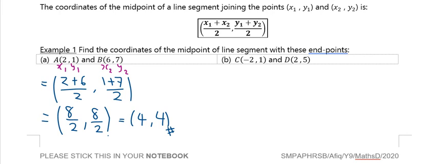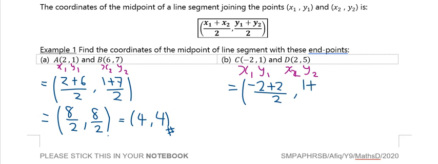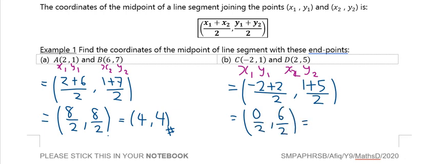So let's proceed to the second one, which is C. Negative 2 is x1, 1 is y1, and D is 2 for x2, and 5 for y2. So let's proceed. X1 plus x2 is negative 2 plus 2, everything over 2, comma, y1 plus y2 is 1 plus 5, everything over 2. So negative 2 plus 2 is 0, everything over 2, and then 1 plus 5 is 6 over 2. Basically 0 divided by 2, you will receive 0, and 6 divided by 2 is 3. So that's for the first example.